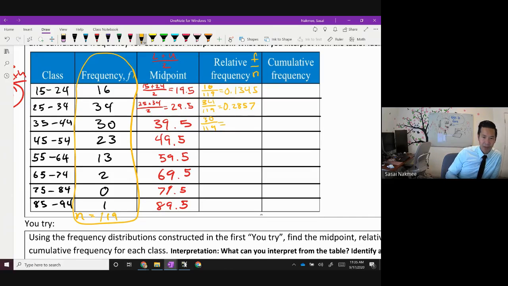Hopefully you have a calculator in front of you, Marissa. If not, just open up Google. Type it into Google. What does 30 over 119 give me? What does it give me? All right, I'm gonna trust you, Marissa. 0.2521. Yeah, I'm not even gonna type that in the calculator. I'm just trusting you that that's what you get, right?